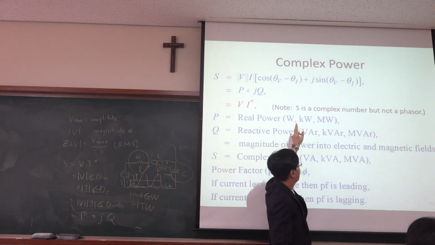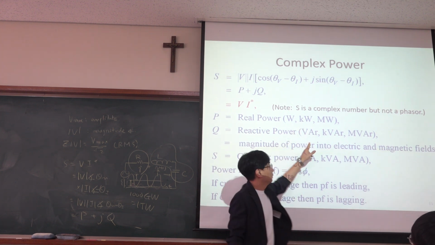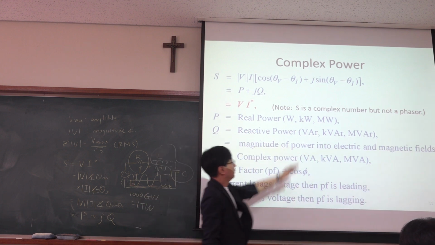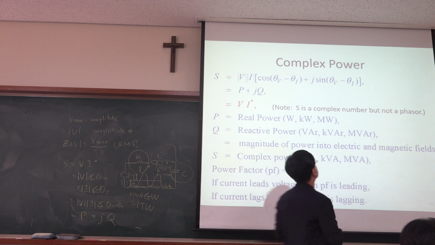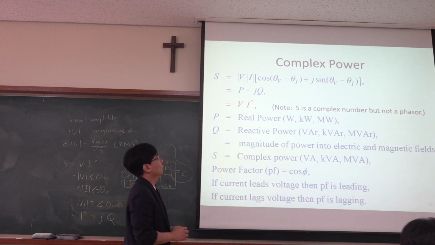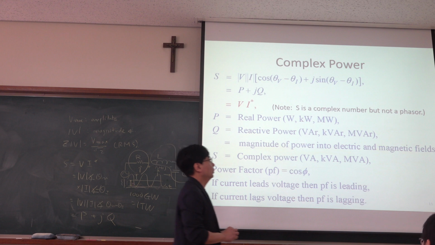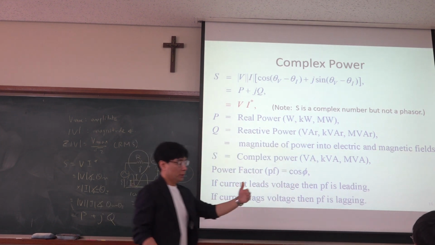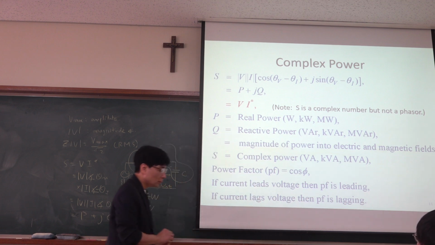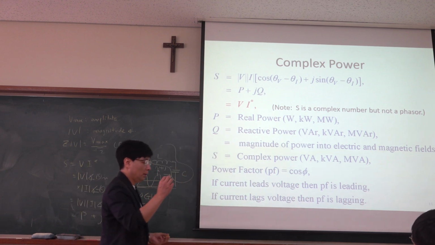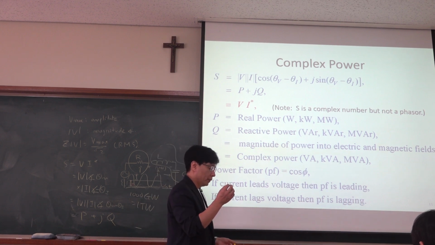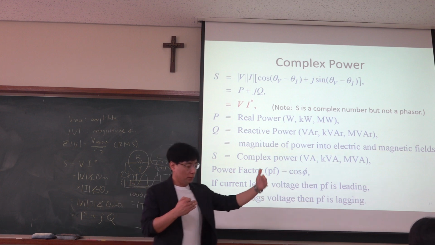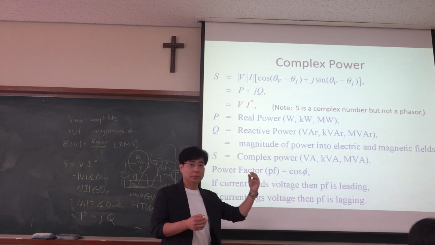this is called VAR, okay? Voltage, ampere, and reactive. This small r stands for reactive. So VAR or kilovar or megavar, etc. That is the magnitude of power into electric and magnetic fields. And if you take the average of this reactive power, that is 0. So at any moment, we have instantaneous reactive power, but when you take the average over time of reactive power, that becomes 0. Okay?